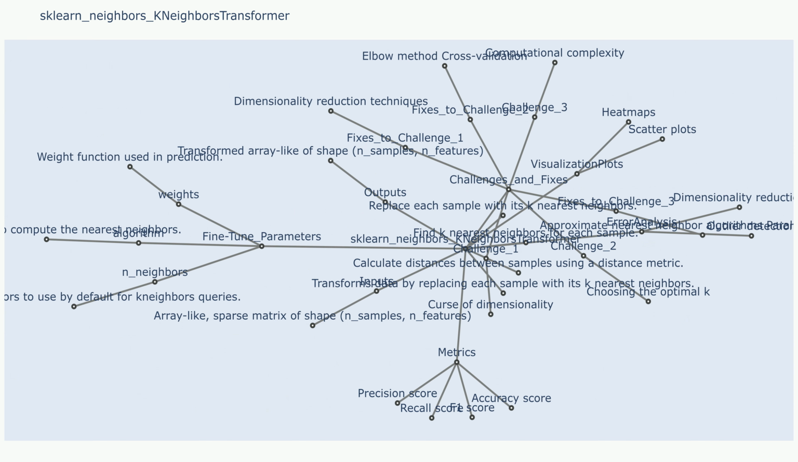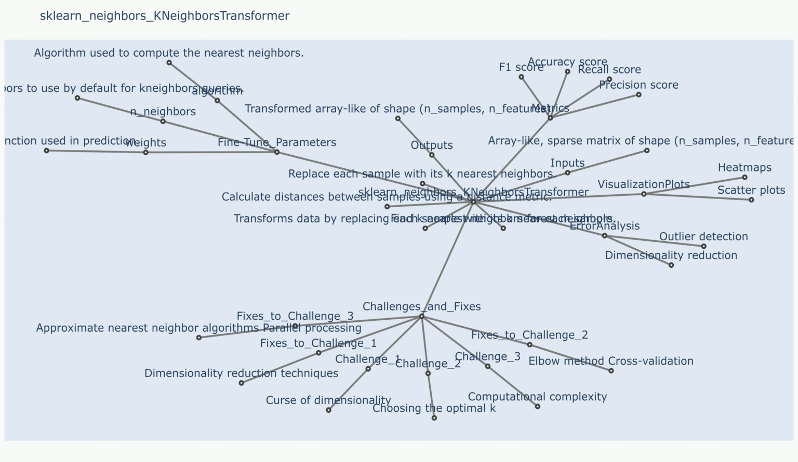Uncertainty methods. No inherent uncertainty methods are provided by K-neighbors transformer. You can use external methods like confidence intervals or Bayesian inference to estimate the uncertainty in the transformed features.